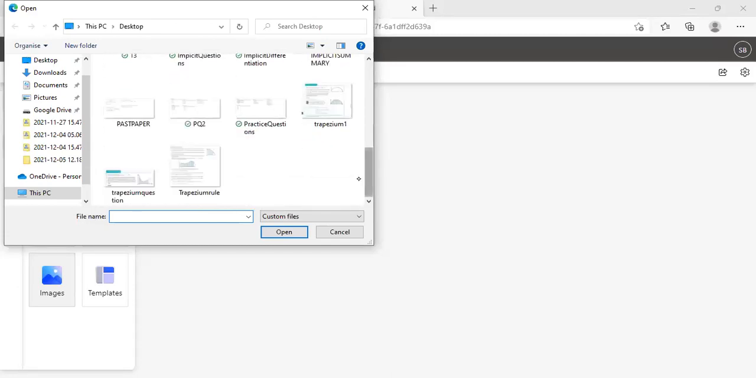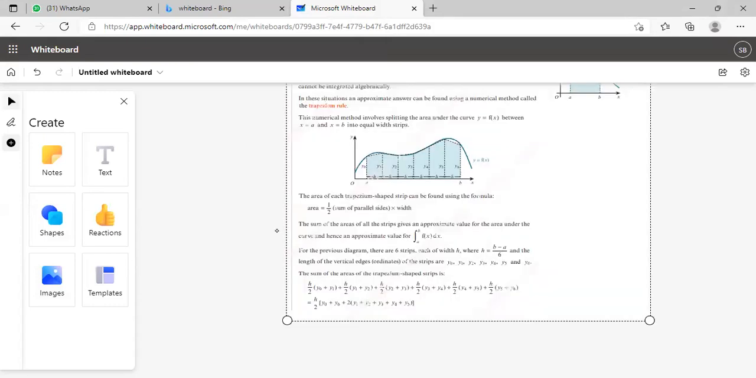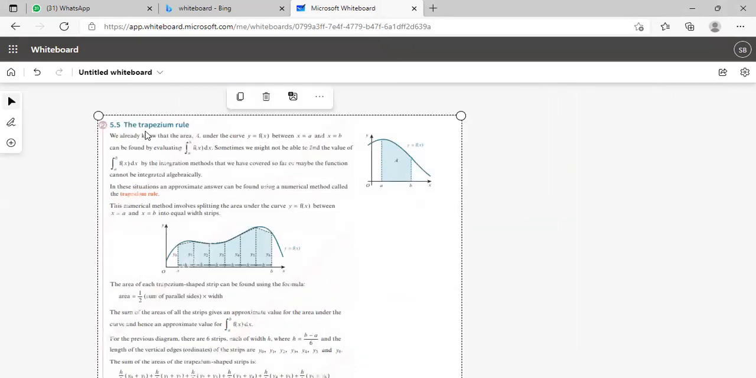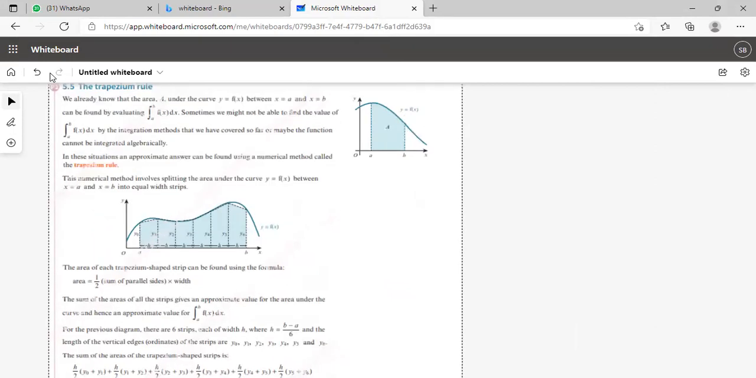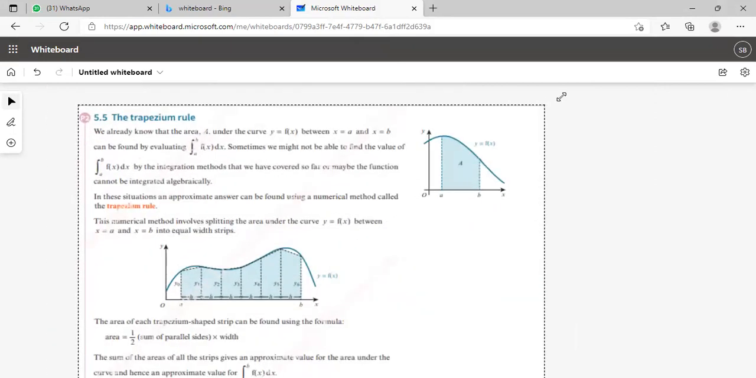Trapezium rule. Okay. Can you see my screen? Yes, I can. Okay. First, we are going to read it in detail and then we will discuss.